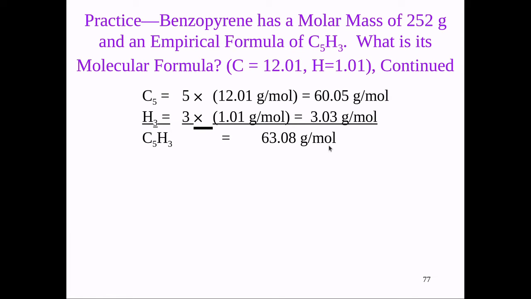So the first thing we need to do is calculate the molar mass of the empirical formula C5H3. We have 5 carbons and 3 hydrogen. When we do that addition, we see that we get 63.08 grams per mole. The next step is to figure out the factor we need to multiply by. We take the given molar mass of the molecular formula for benzoprine, and we divide it by the molar mass of the empirical formula. And we get about 4.